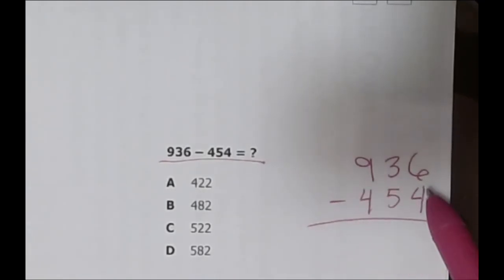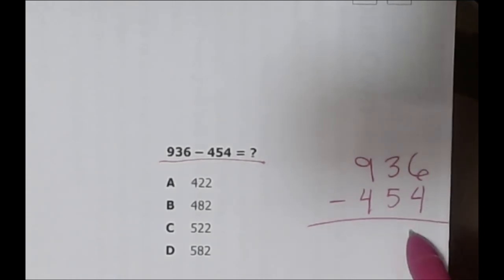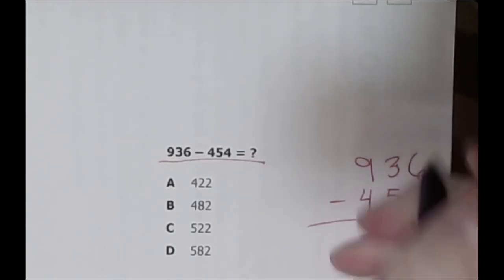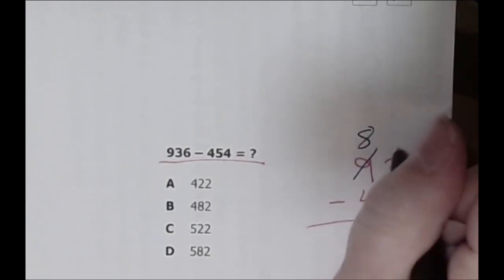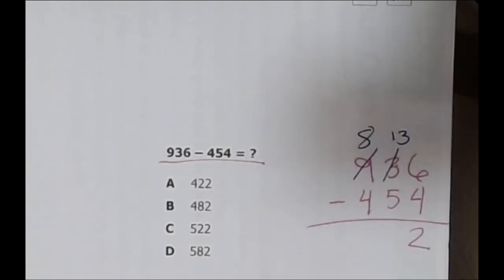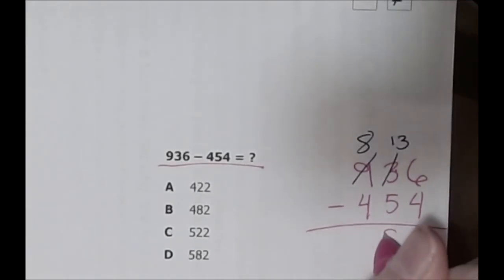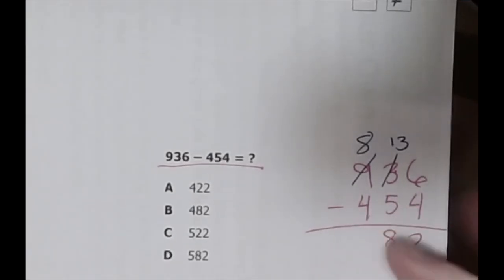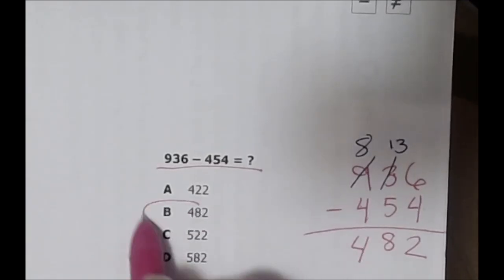So if we stack it, in our ones is where we start. We have 6 minus 4, which is 2. And our tens, we have a 3. But can I take away 5? No. So I have to borrow. That 9 becomes an 8. The 3 becomes a 13. 13 minus 5 will be 8. Sorry, I was trying to do the math. And then 8 minus 4 is 4. So 482.